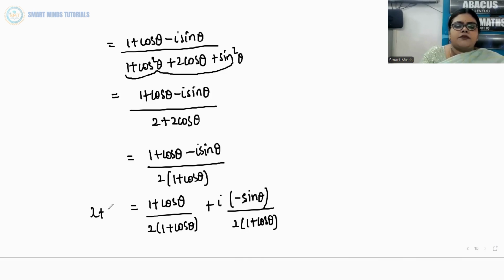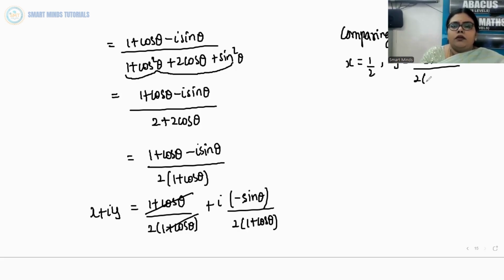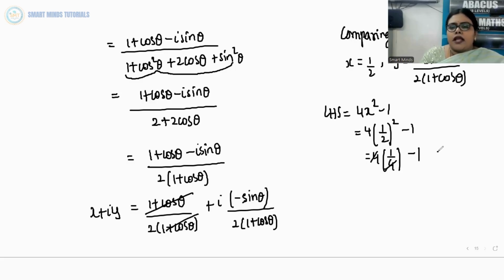On the left hand side, you have x plus iy. Now comparing real and imaginary parts. So we get, now here 1 plus cos theta, 1 plus cos theta gets cancelled. So x is 1 by 2 and y is minus sin theta by 2 into 1 plus cos theta. Now what is LHS? LHS is 4x square minus 1. That is 4 into 1 by 2 whole square minus 1. That is 4 into 1 by 4 minus 1. 4 cancel, 1 minus 1 is 0. That is RHS. Finally, we conclude, therefore, LHS equals RHS.